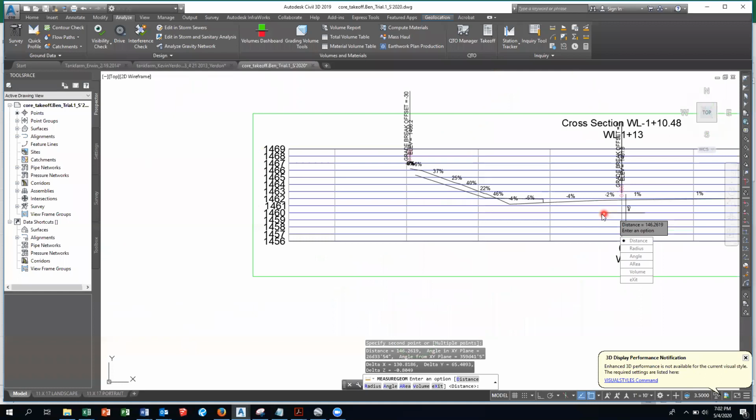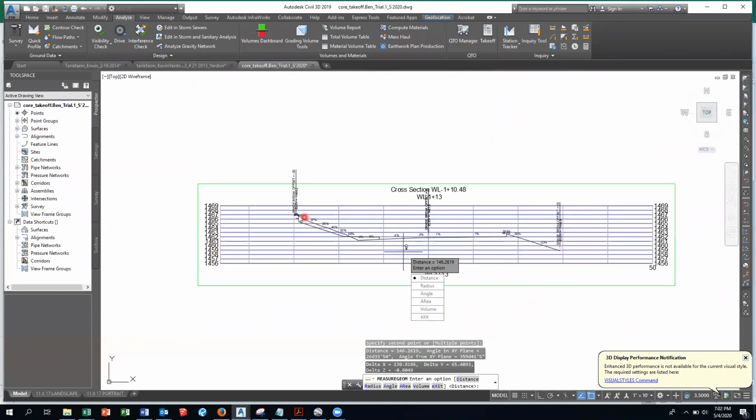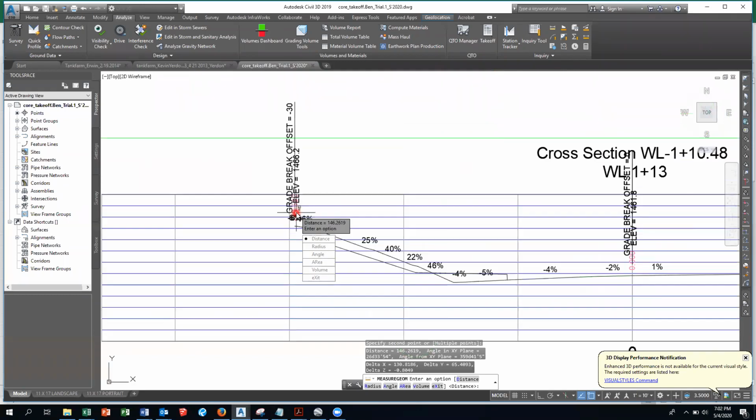Which I think is this one right here. Right, so there's the edge of the building. And again, it dropped right off. And here is that center line of the drainage ditch, and then the center line of the road. So we're going to get back into doing some cross sections.